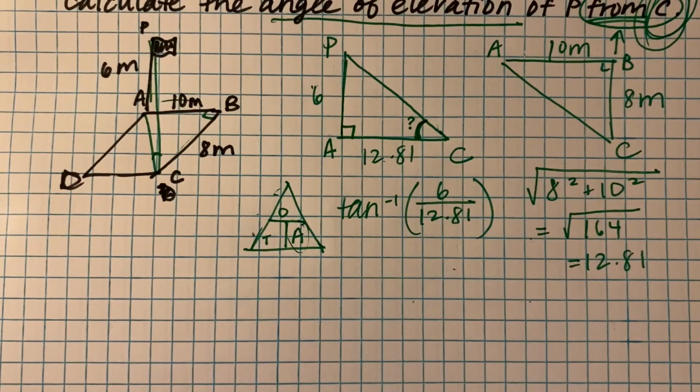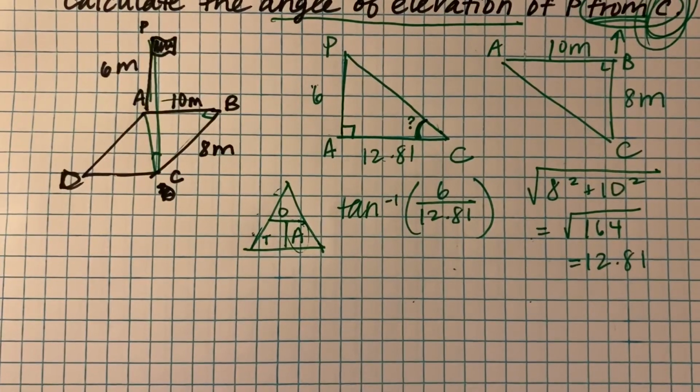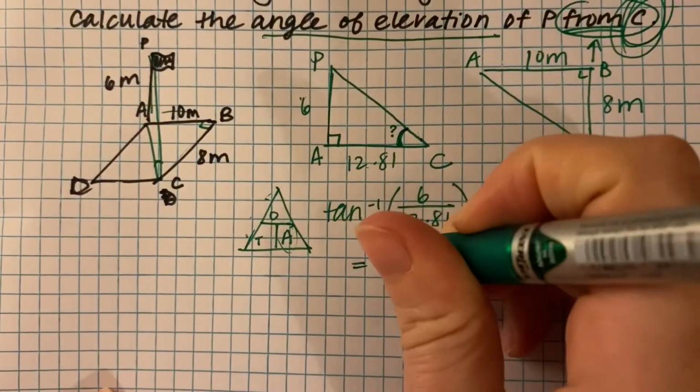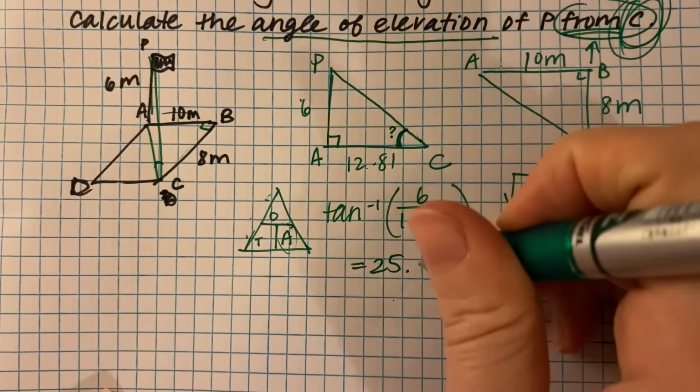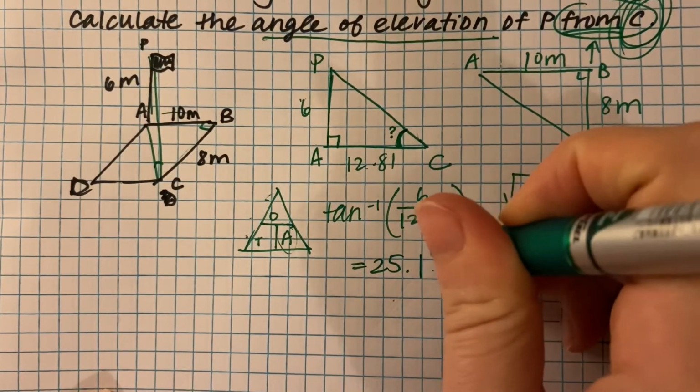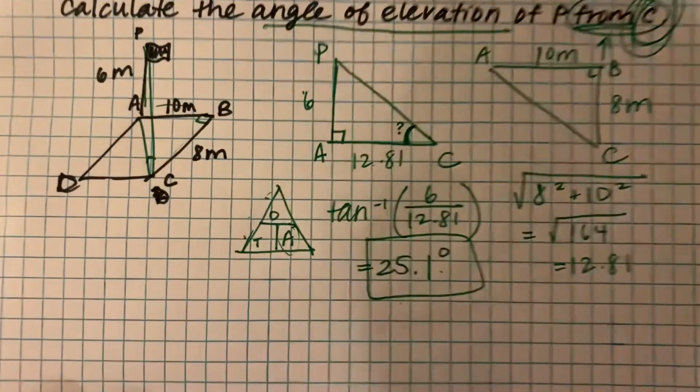But before that, let's finish this calculation. 6 divided by 12.81, and your answer is 0.47 is what I'm coming up with. So 25.1 degrees. And that's your angle of elevation.